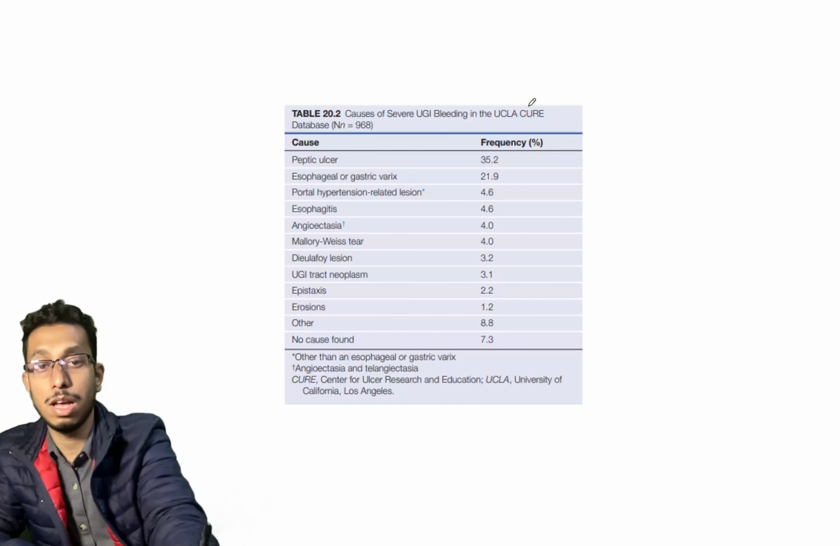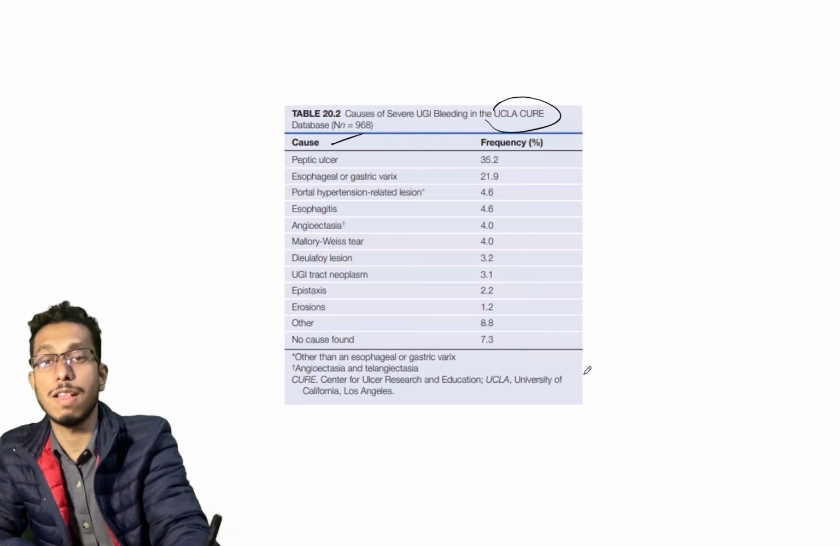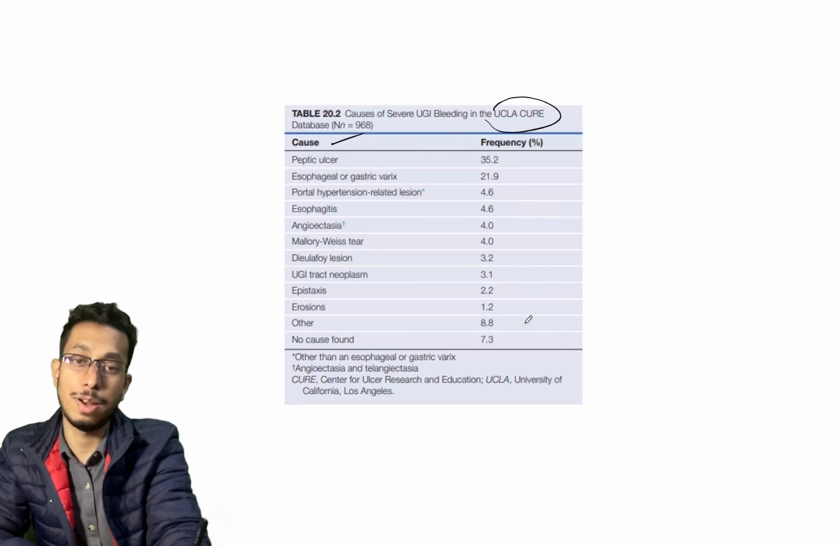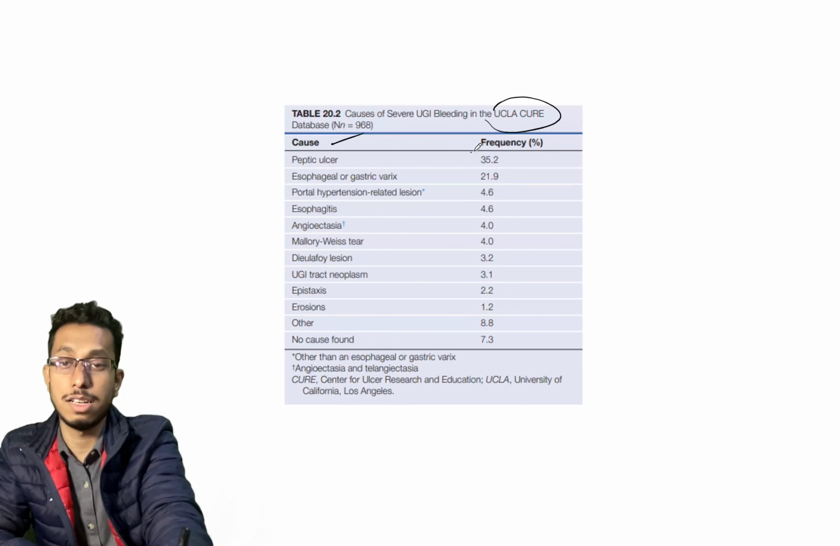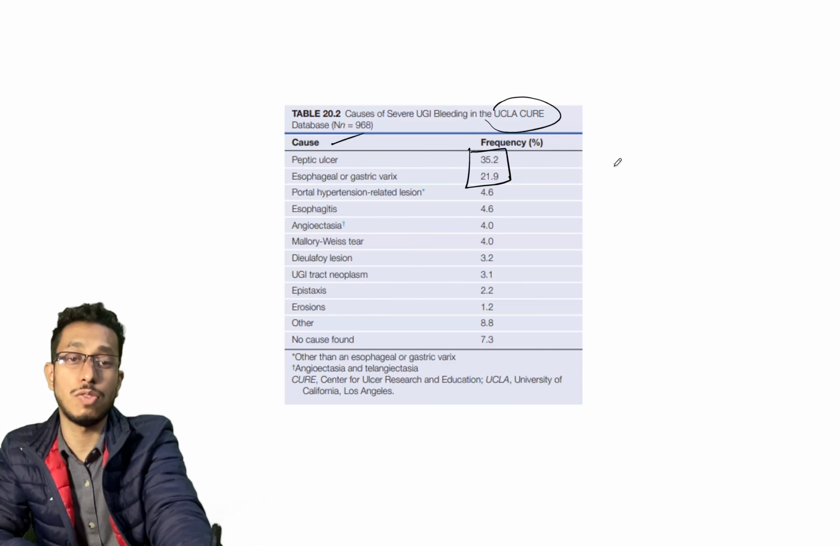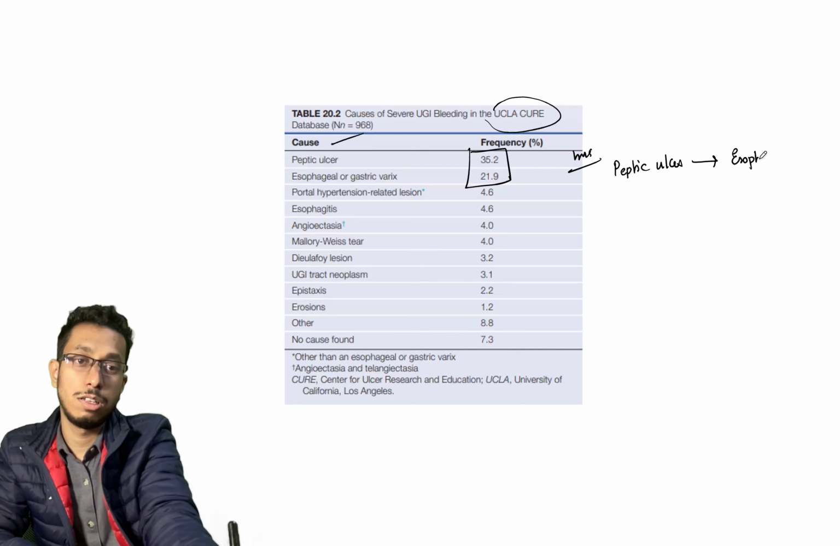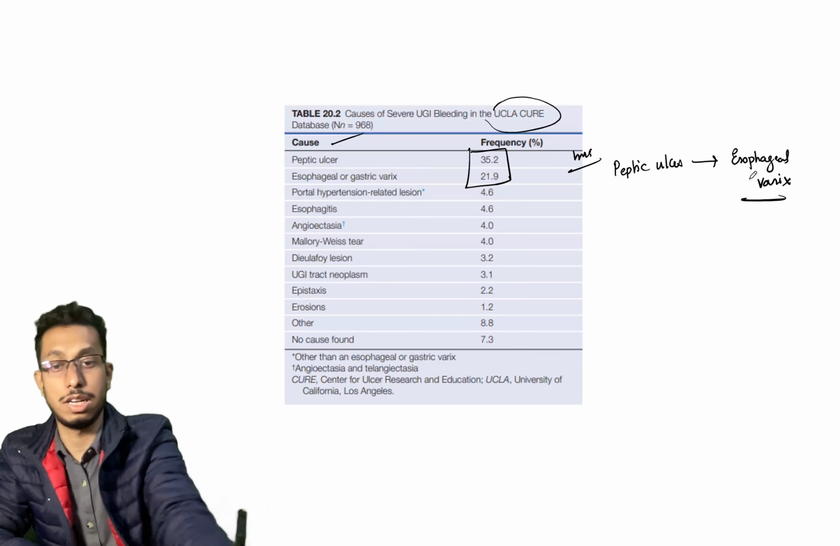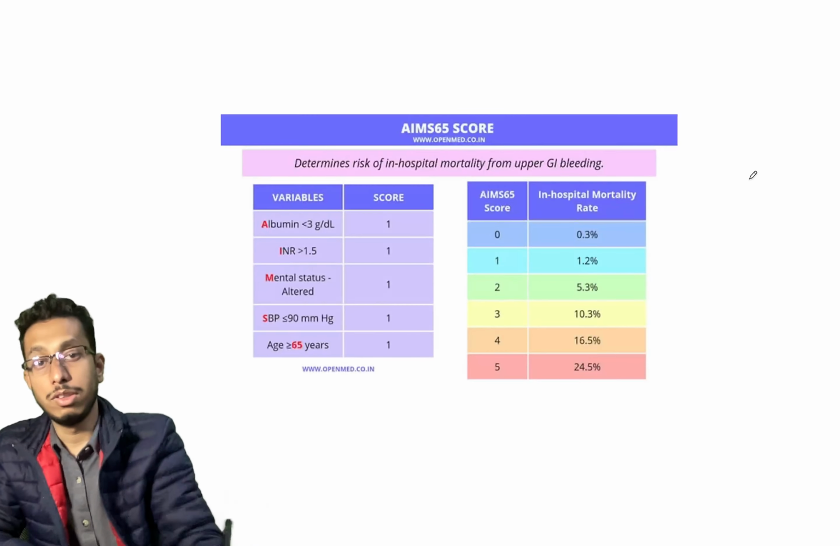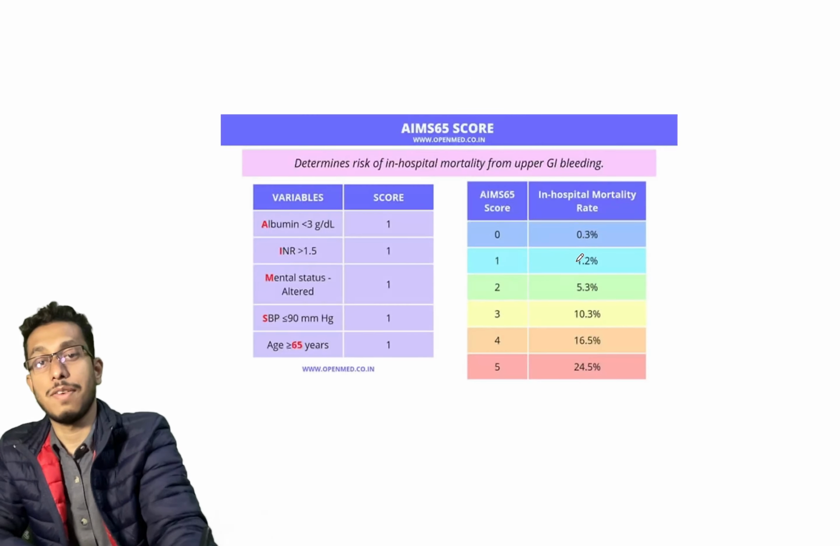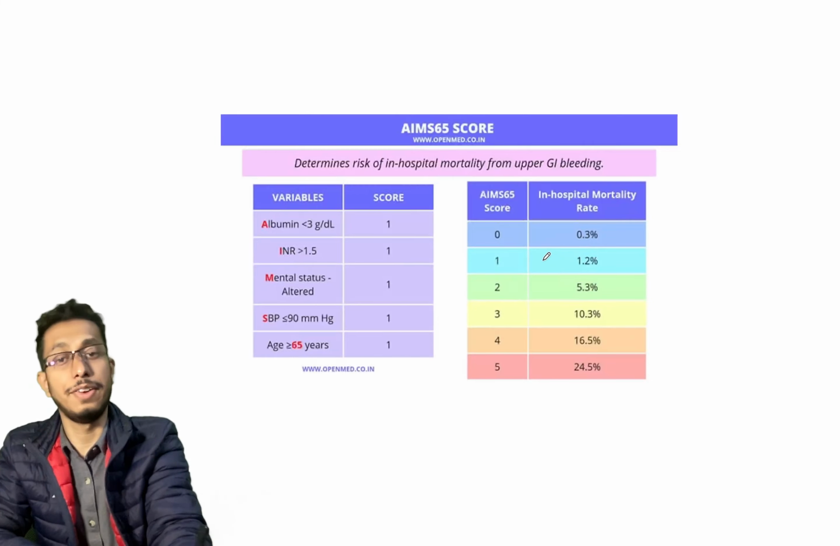Now this is again from the UCLA CURE database taken from Schlesinger, showing the causes of severe upper GI bleed. You can see clearly peptic ulcer forms the major chunk, followed by esophageal variceal bleed. So the most common cause of upper GI bleed is peptic ulcer disease, followed by esophageal varices.